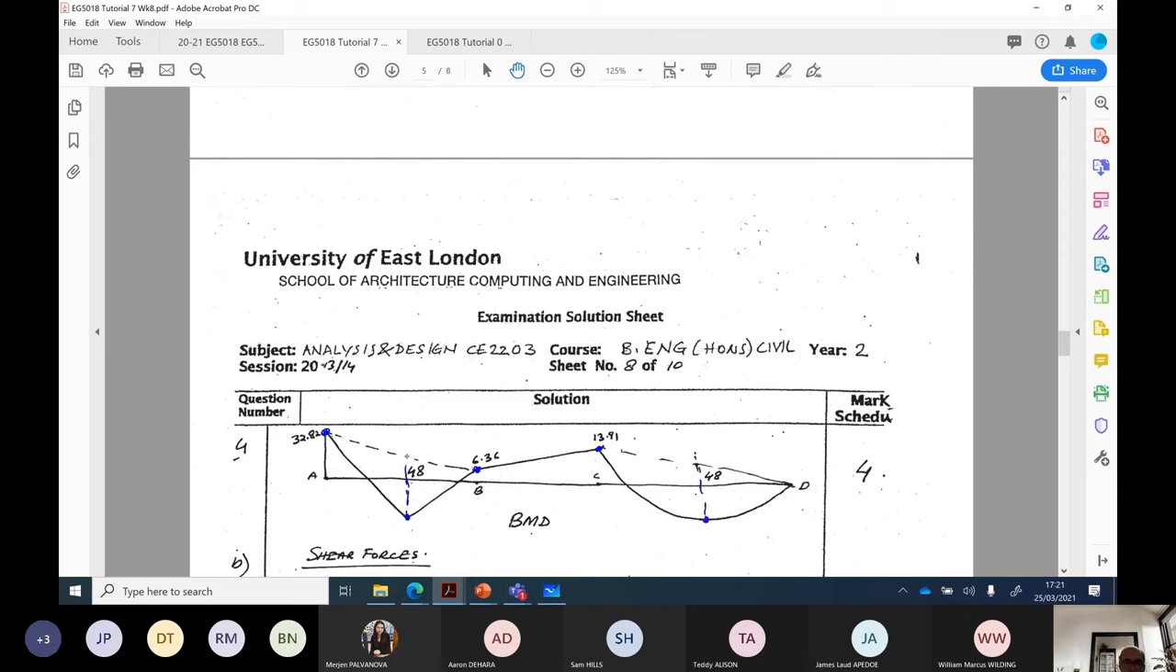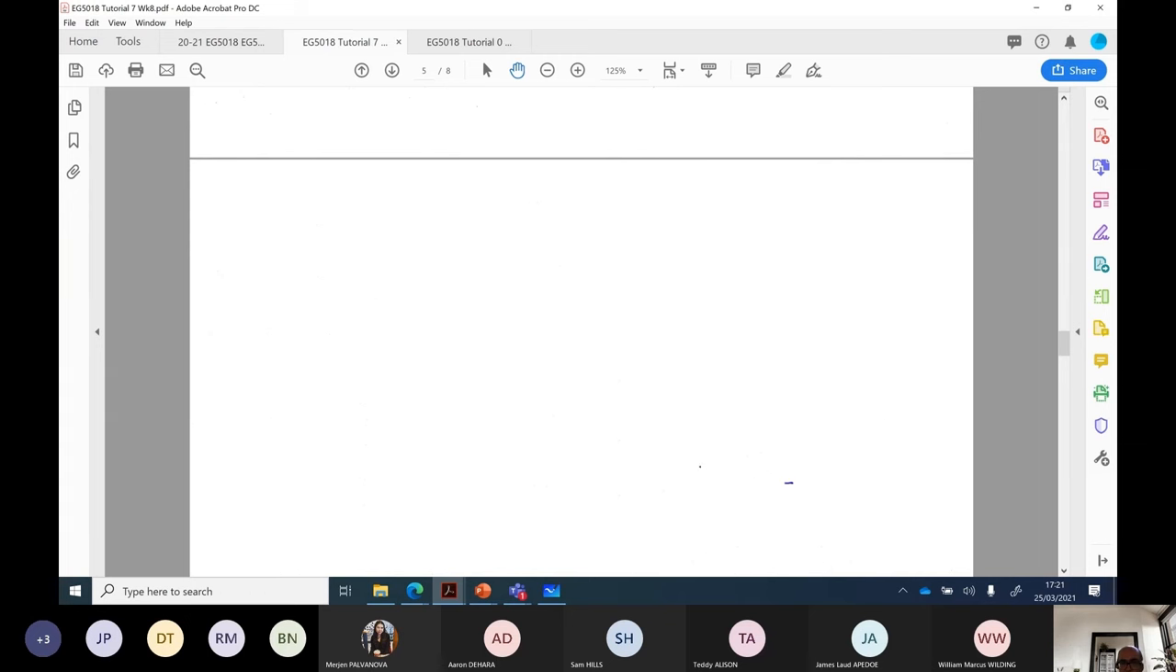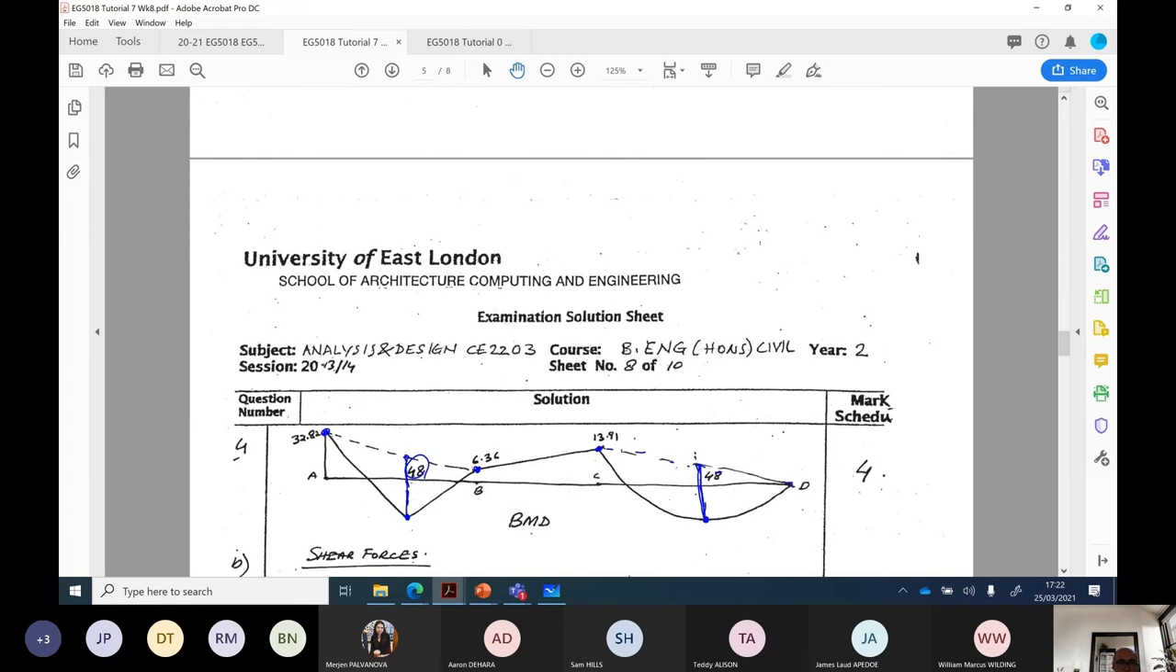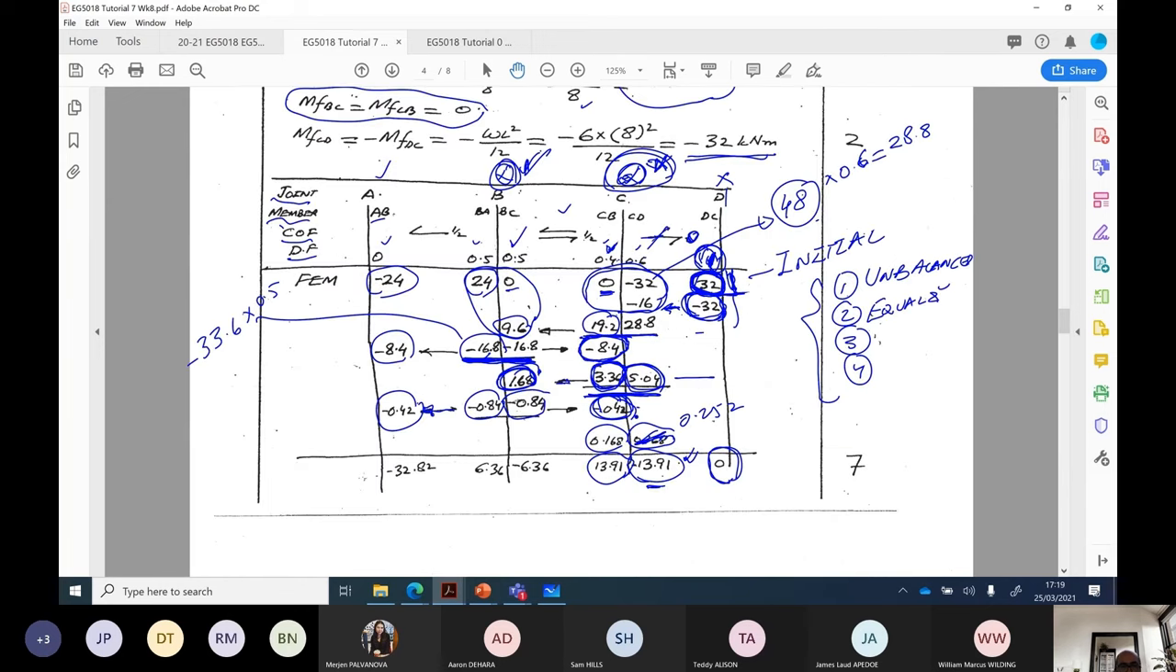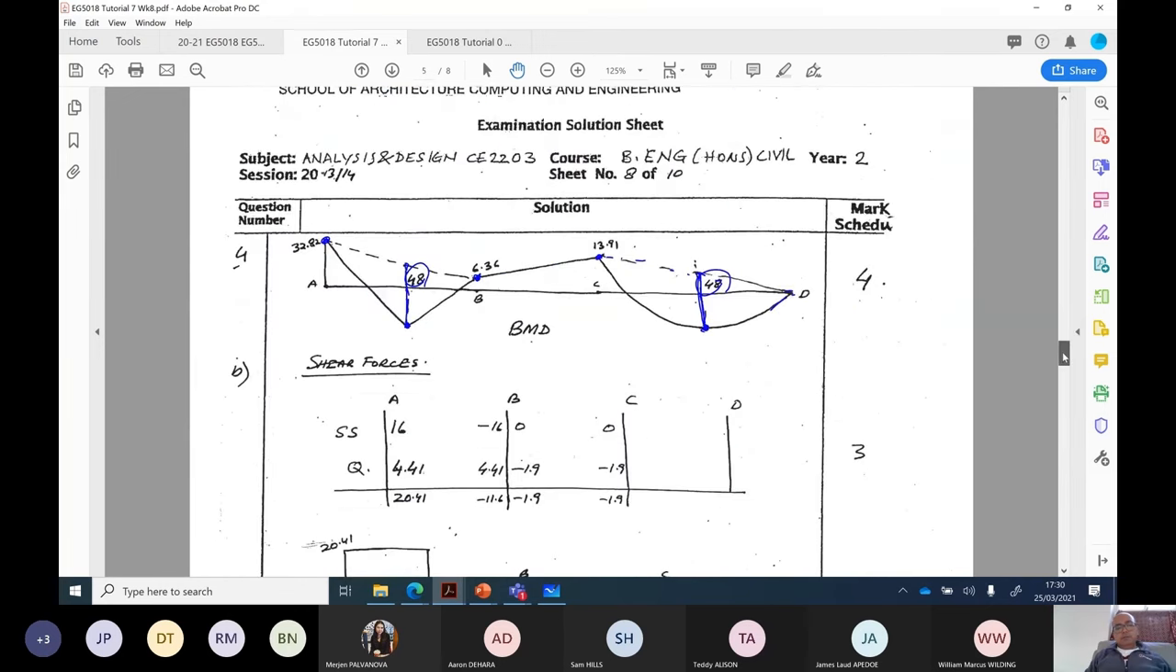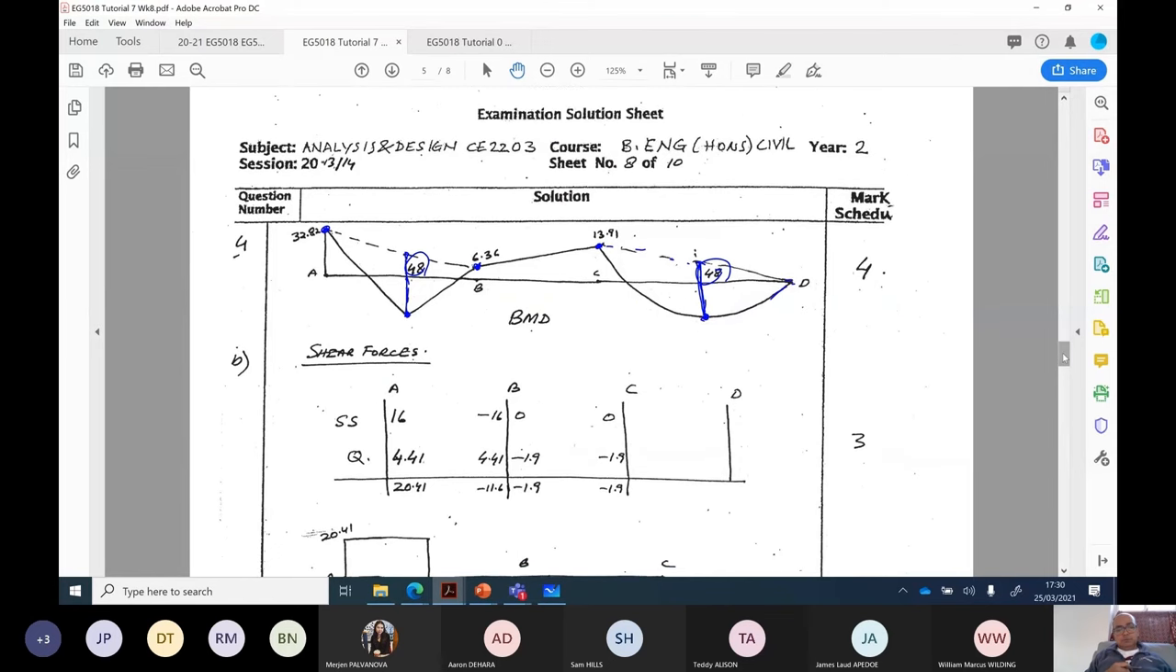Now, how do we work out this 48, which is the value of moment here? These are simply supported moments. So if you work out WL squared over 8, or here PL over 4, you will get this 48, 6.36 negative. So now I have to find the shear forces. The quickest way for me to find shear force is to first find the simply supported shears and then find shear based on moments.